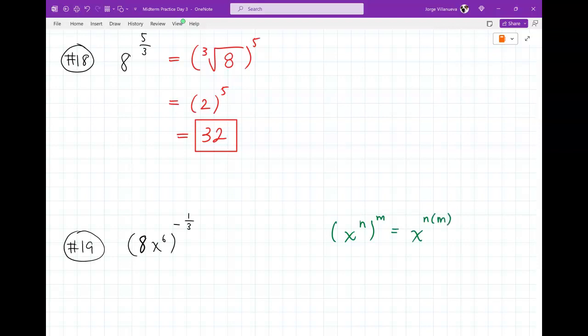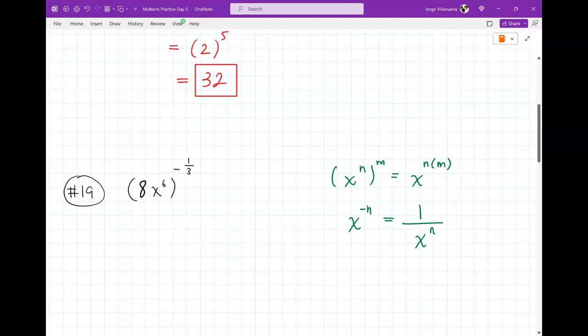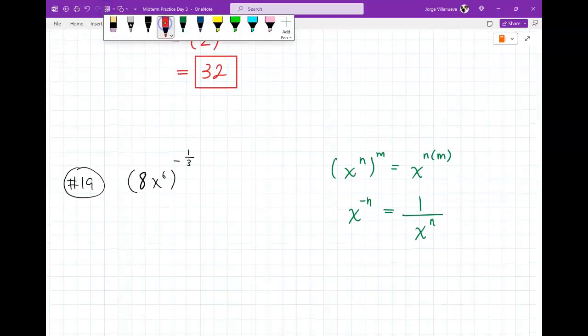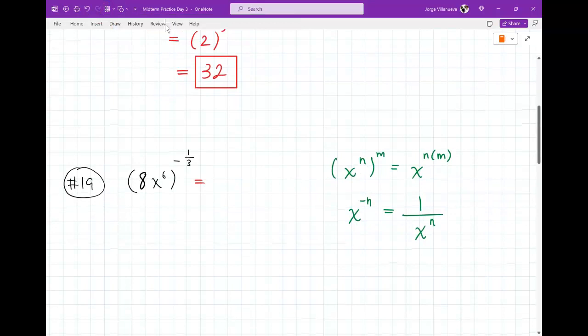And then, if you have a negative power, you can rewrite it as 1 over x to the positive of that power. Those are the two things we need for this problem right here. Okay? So anything to a negative power, flip it over and then turn the power positive.